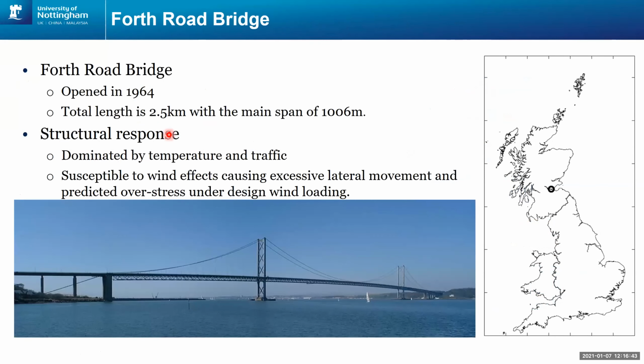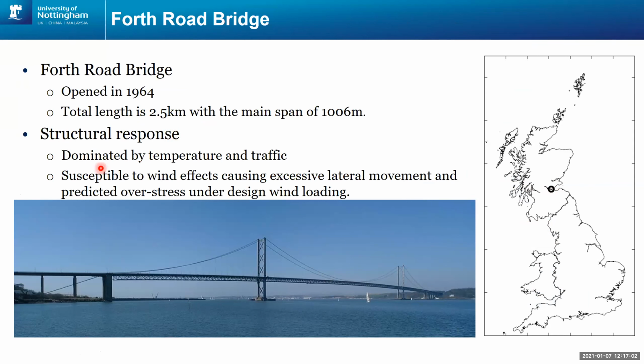A little bit more about the Forth Road Bridge. It was opened in 1964. The total length of the bridge is 2.5 kilometers and the main span is 1,006 meters. It crosses the Firth of Forth, so it's located again in Scotland, just north this time of Edinburgh.